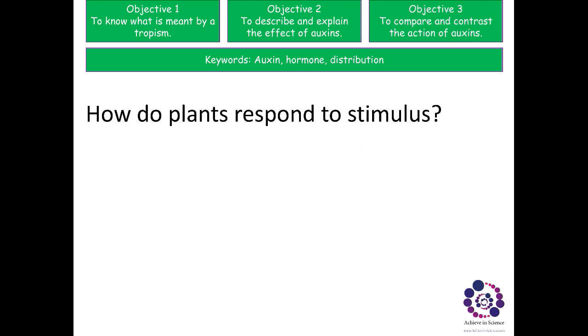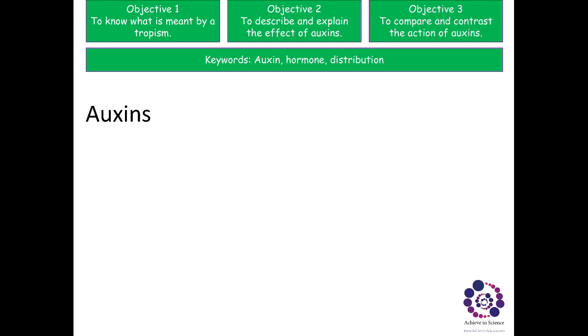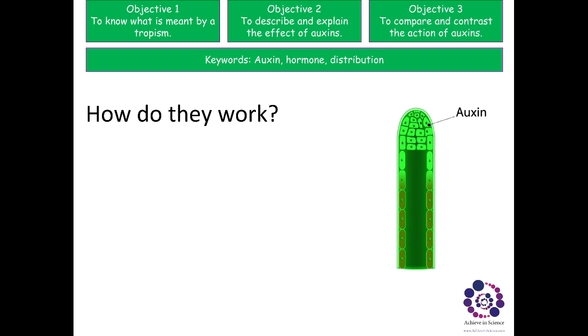So how do plants actually respond to this stimulus? Well, plants have a plant hormone called auxins. Auxins are found near the tips of roots and shoots, so where the growth is occurring. Auxins control the growth of these shoots and roots in response to stimuli.